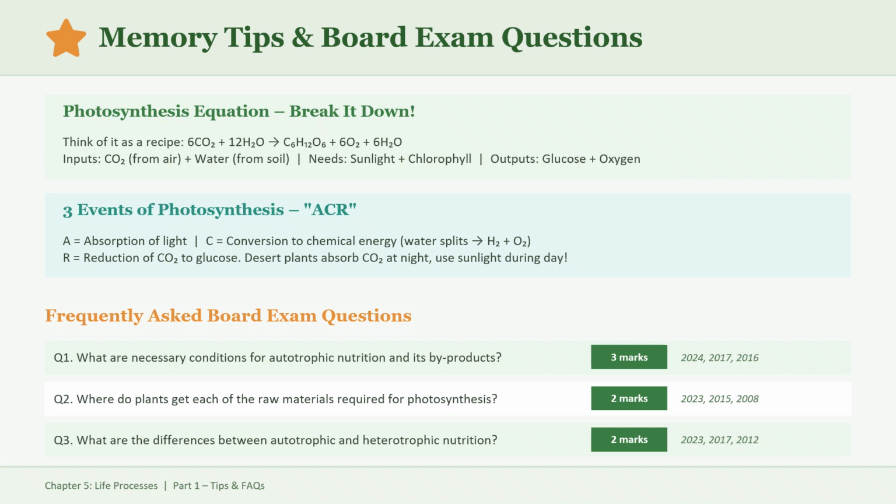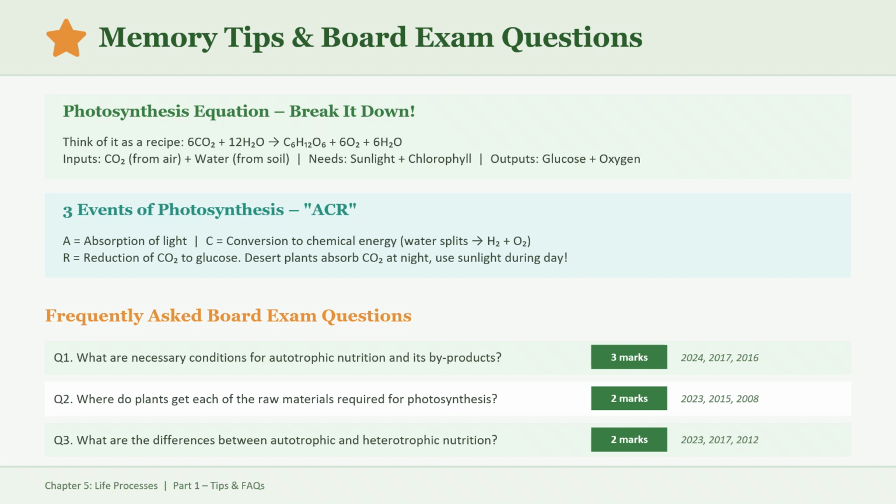And then the events of photosynthesis we read as steps, right? So you remember them as ACR. Easy to remember, right? A means absorption of light, C is conversion to chemical energy, and R is reduction of carbon dioxide to glucose. So here are some frequently asked board exam questions. Do you want to answer this question also? Yeah. So what are the necessary conditions for autotrophic nutrition and its byproducts?